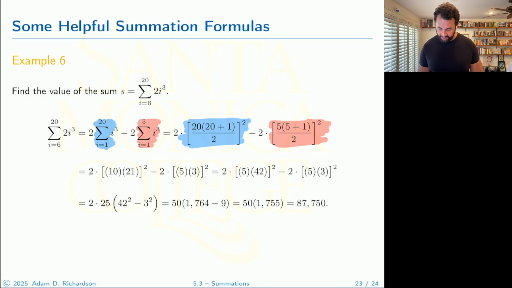I'm going to take this 10 and read it as 5 times 2. Then I'm going to take the 2 and multiply 21, and that's going to give me 42. The reason I'm doing that is because now I have 5 times 42 and 5 times 3, so I'm getting all these common factors. Of course, there's a common factor of 2 to both.